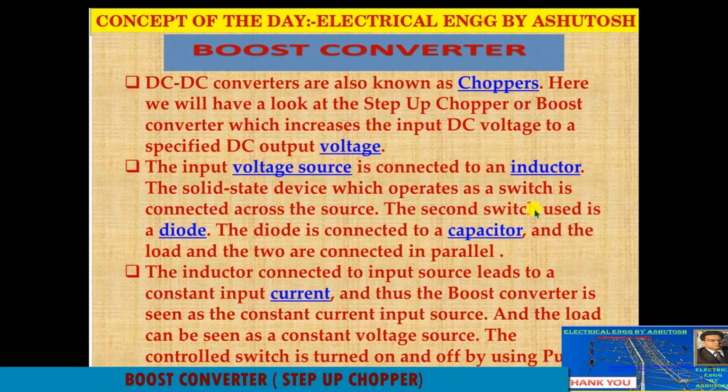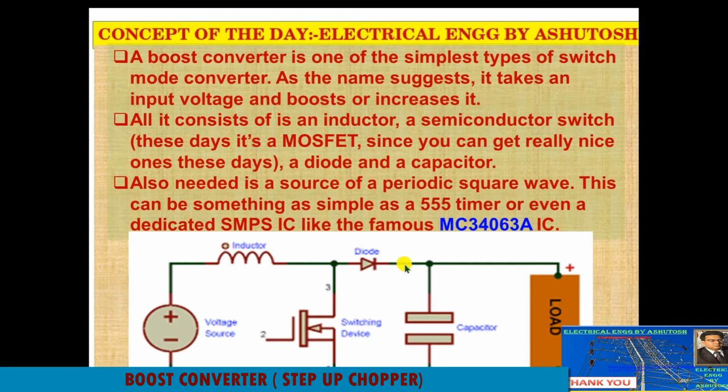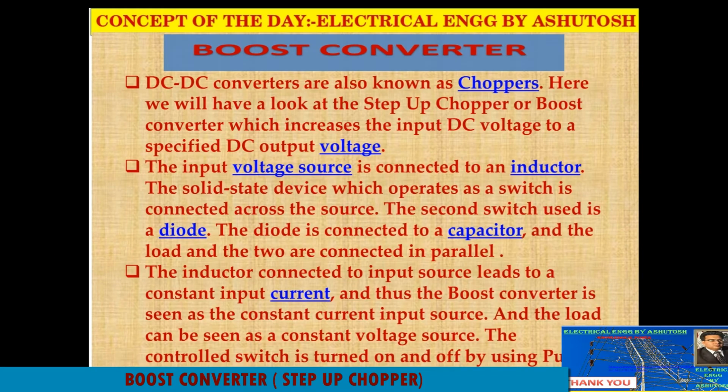And the diode, the second switch, is used as a diode. The diode is connected to a capacitor and the load, and the two are connected in parallel. As you can see from here, this is the diode, the other switch, and a capacitor is connected. So basically this is connected across the load, and we have taken a pure resistive load.